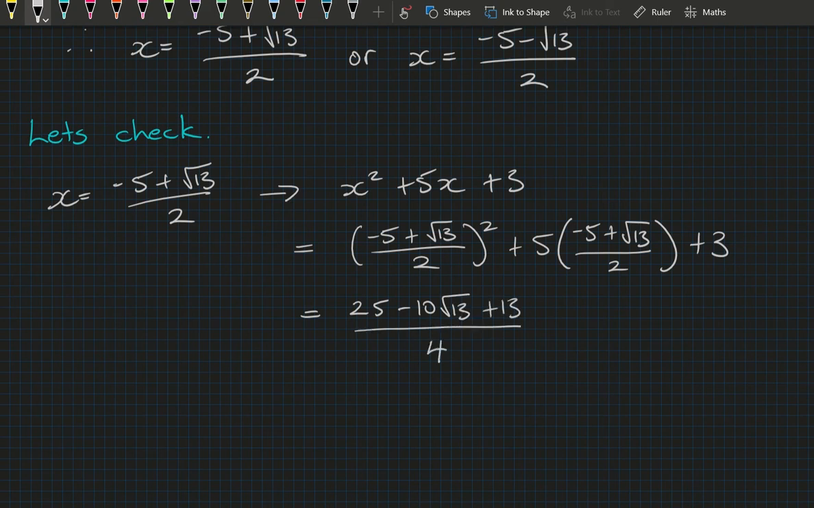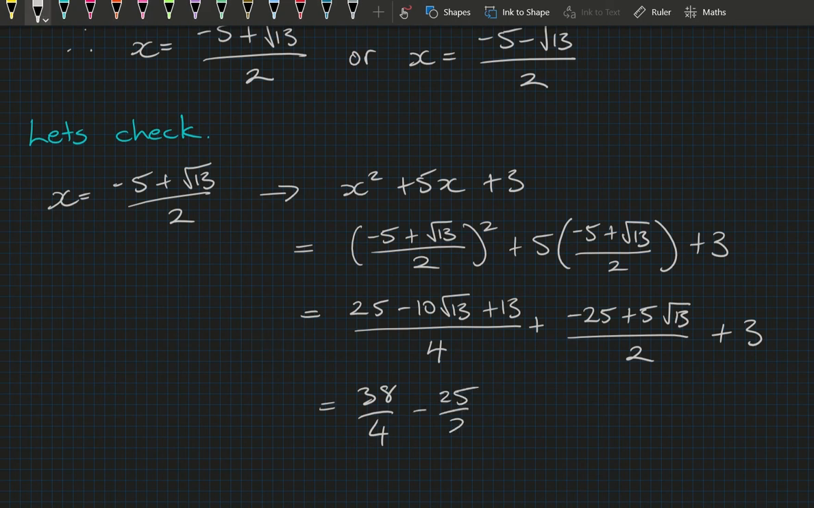So 5 times x will end up giving us (minus 25 plus 5 times the square root of 13) all on 2. And of course, we've still got our plus 3 at the end. So 25 plus 13 on 4 is 38 on 4. Looking at the other number, we've got minus 25 on 2, a minus 10 root 13 on 4, and a plus 5 root 13 on 2. And of course, our friend the 3 at the end.